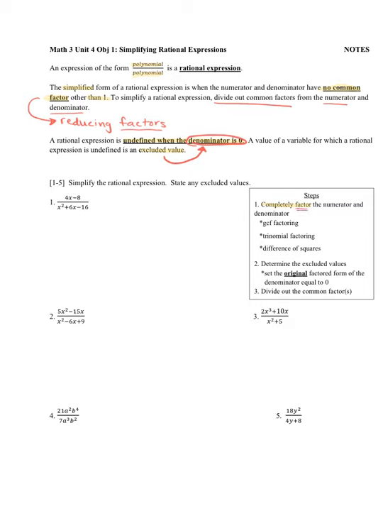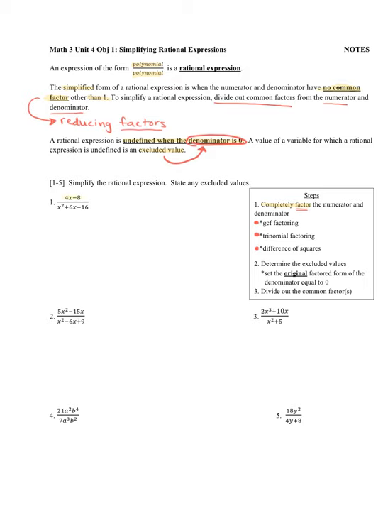All right, so the different factorings that we have are our GCF factoring, our trinomial factoring, and our difference of squares. Okay, so we're going to be reviewing all of those in these problems that we have here. Okay, so let's take a look at question number 1. The first thing we want to do is we want to do what? We want to factor.